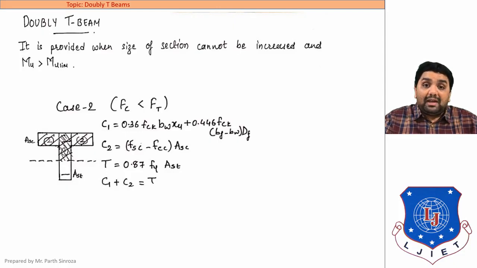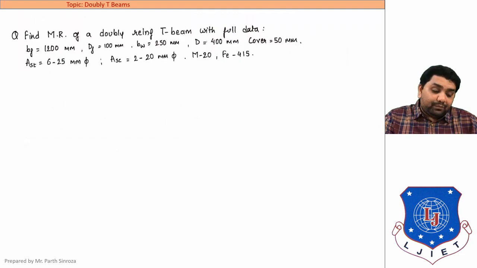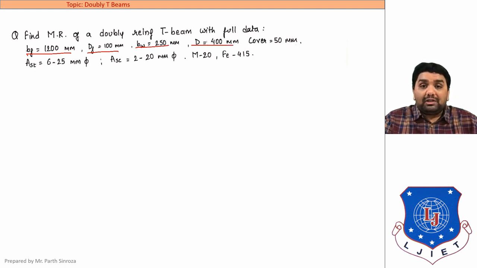So again, in the analysis portion, the question will always be to find the moment of resistance. So here the question is, find the moment of resistance of a doubly reinforced T-beam with the following data. bf, that is width of flange, is given as 1200 mm. Df, that is depth of flange, is 100 mm. bw, width of web, is given as 250 mm. Capital D, that is overall depth, is given as 400 mm, and cover is mentioned as 50 mm.